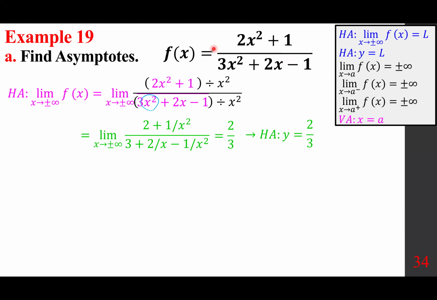The vertical asymptote has a definition. What it means is the limit of f of x as x approaches a is positive or negative infinity. How do you get there? If the denominator is 0, you set the denominator equal to 0, and you solve that. So this is a prime number.